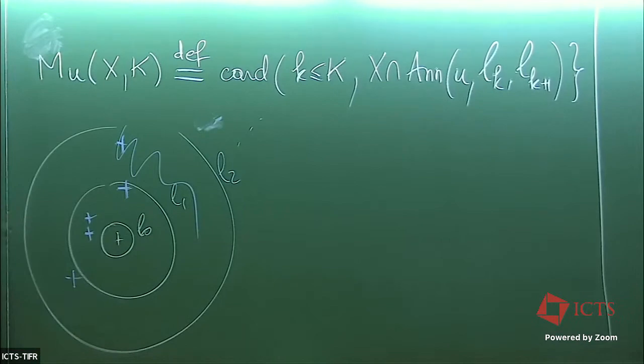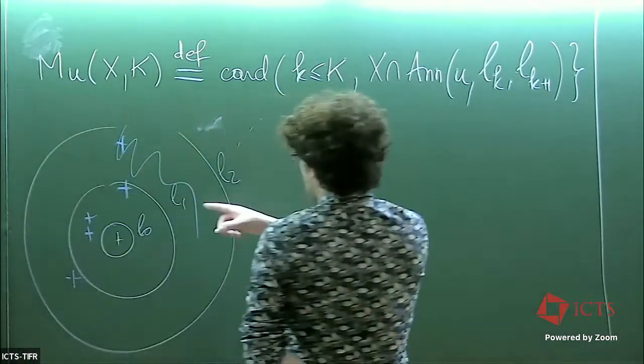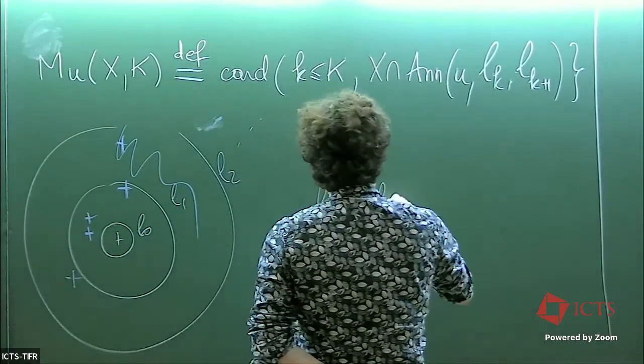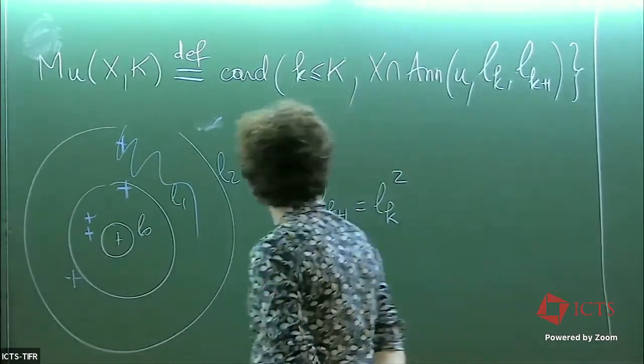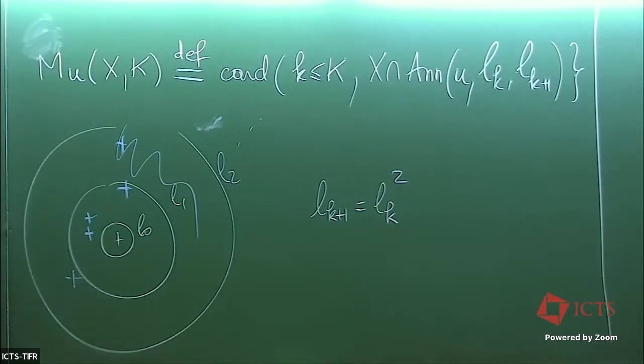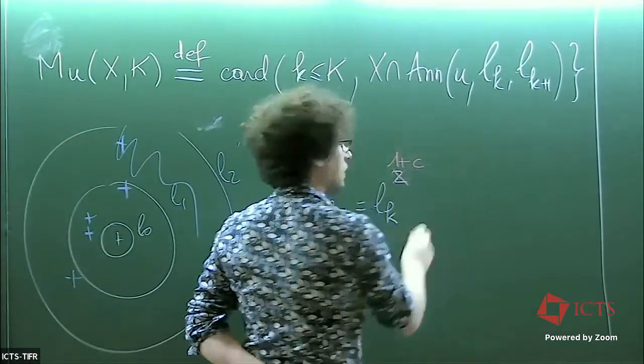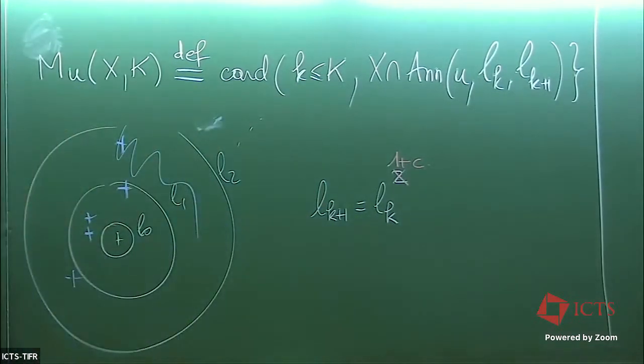Okay. And from this L_k, I'm not going to take them completely at random. I'm going to take L_{k+1} to be L_k squared. I could actually take here 1 plus C, for any number larger than 1 would be fine. But I'm going to take 2.